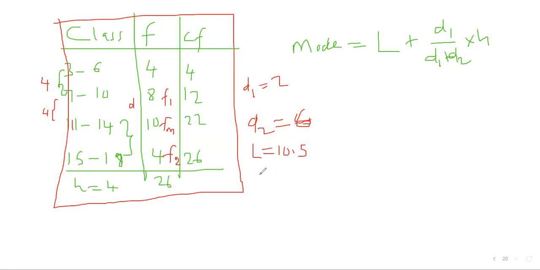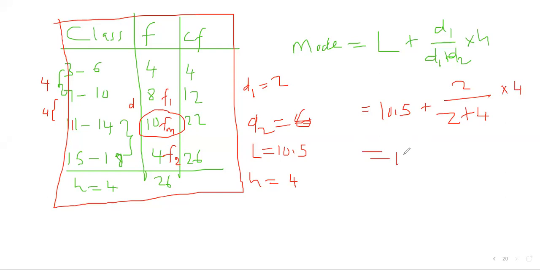Mr. Collins asks: is it always on FM that we find our lower bound? Yes, on FM. It's always on the FM. Exactly. So here we're going to have 10.5. We're going to have 2 over 2 plus 4, the height of 4. So here we're going to have 10.5 plus 2 over 6, times 4.